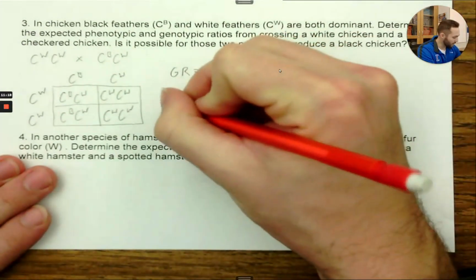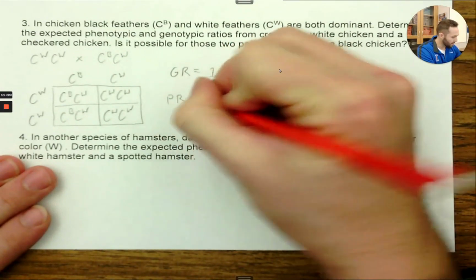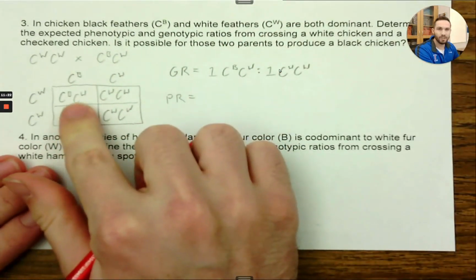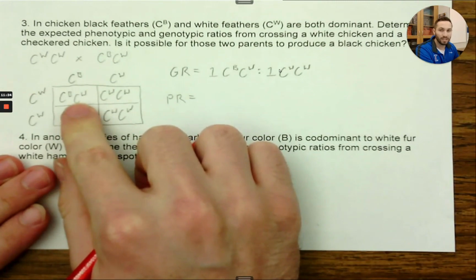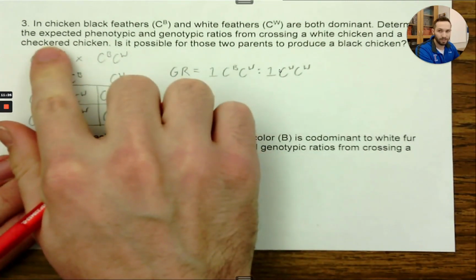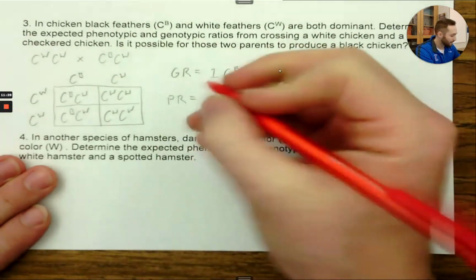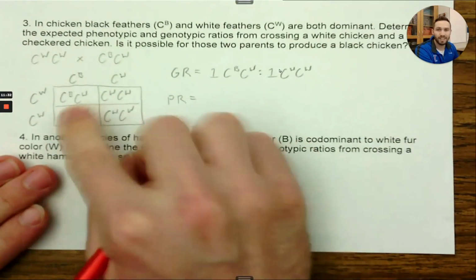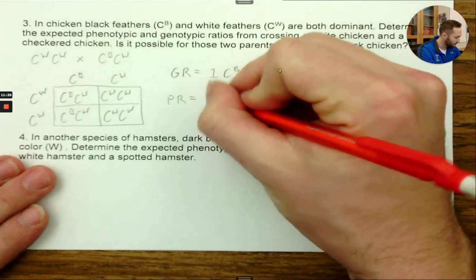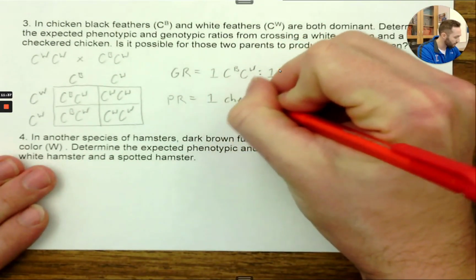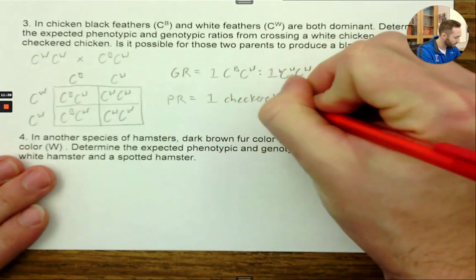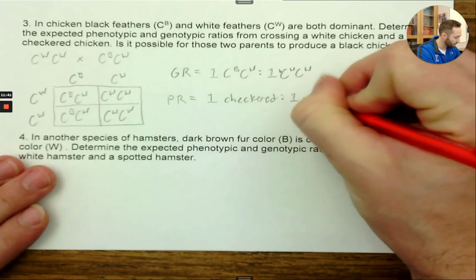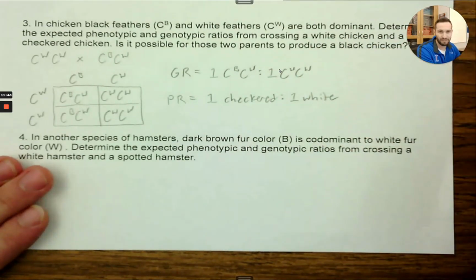And then in terms of phenotypes, just be careful again. These heterozygous chickens are not black chickens and they're not white chickens. In this case, they say that they're checkered chickens. So there are 2 outcomes that lead to being checkered and 2 outcomes that lead to being white. So again, that's a 1-to-1 ratio. For every one chicken that's checkered, there should be one chicken that's white, or 50-50.